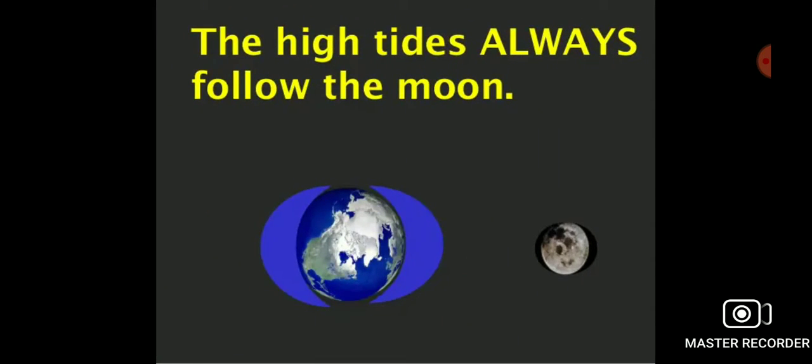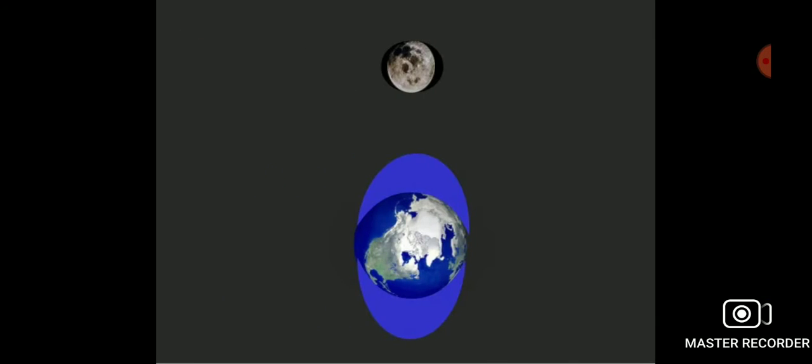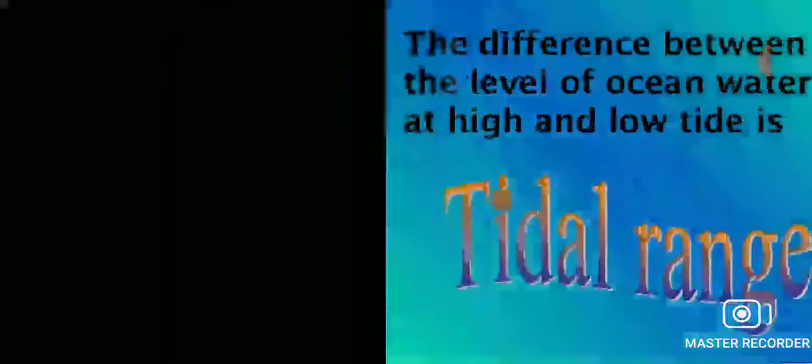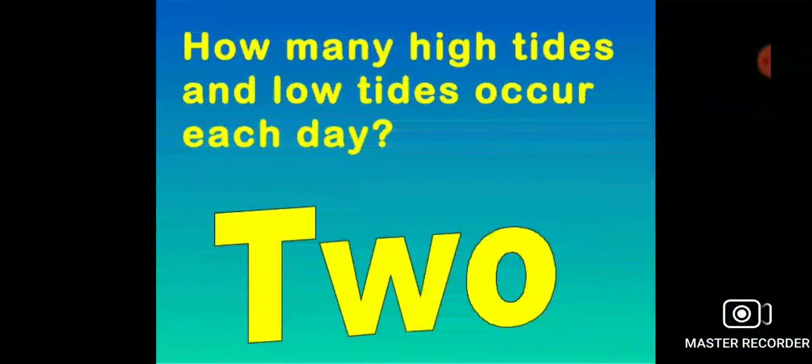The high tides always follow the moon. You can see in these pictures that the high tide always follows the moon. Tidal range: the difference between the level of ocean water at high and low tide is known as the tidal range. How many high tides and low tides occur each day?